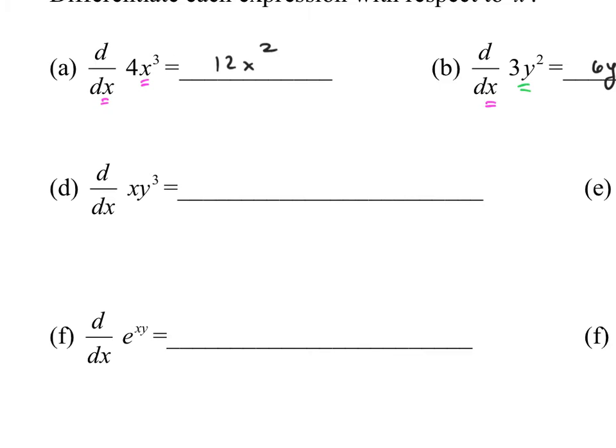Let's continue on. How about the derivative of xy cubed? Well, that would require a product rule.